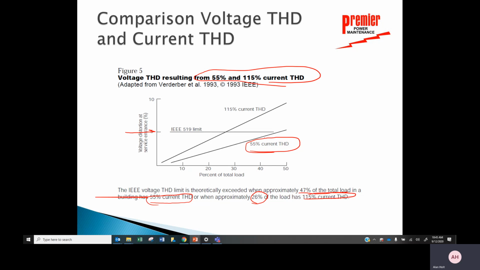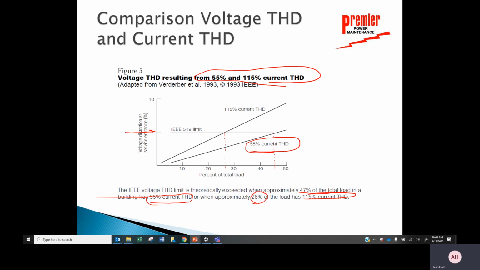So basically, if I look at the actual load and percent of total load, if my total load has a harmonic distortion of 55% and 47% of that building has that kind of distortion, then I will exceed my IEEE voltage limit. If I have a total harmonic distortion of 115%, then it only takes about 25, 26% of the total load before I exceed that limit. So that's a little chart that will give you some ideas of exactly what's going on there.